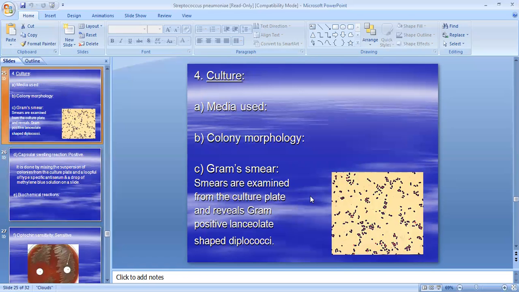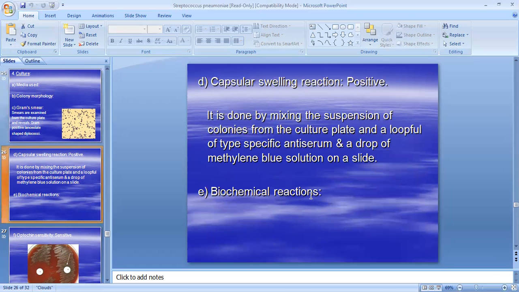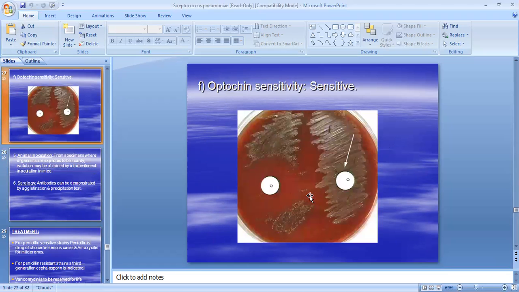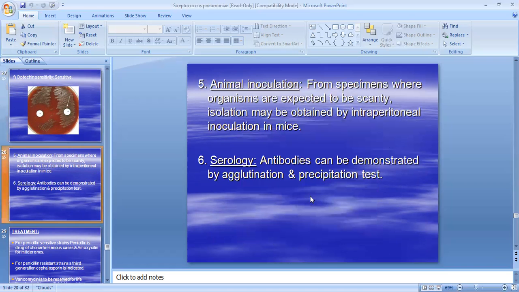On culture, colony morphology and gram smear are examined from the culture plate and reveal gram-positive lanceolate-shaped diplococci. Capsular swelling reaction is positive. It is done by mixing the suspension of colonies from the culture plate with a loopful of specific antiserum and a drop of methylene blue solution. Biochemical reaction: it is optochin sensitive. Animal inoculation is used for specimens where organisms are expected to be scanty.